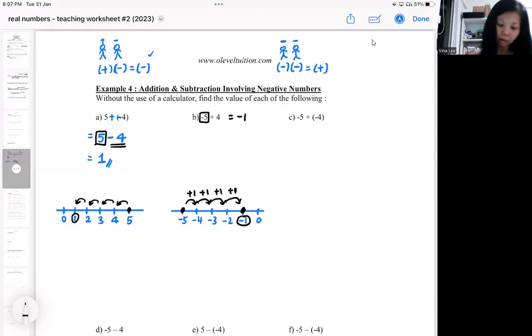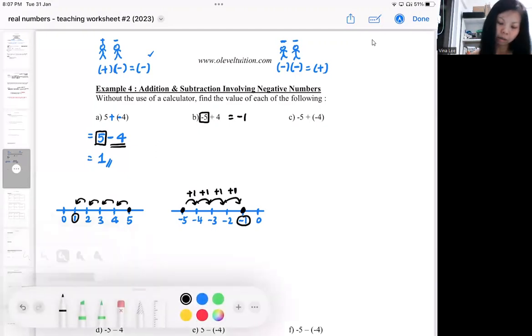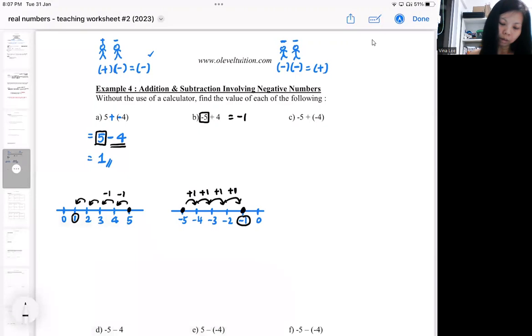So if you are doing negative, you jump backwards. Minus 1, minus 1, minus 1, minus 1. If you are doing positive, you jump forward. Forward means jump to the right side.